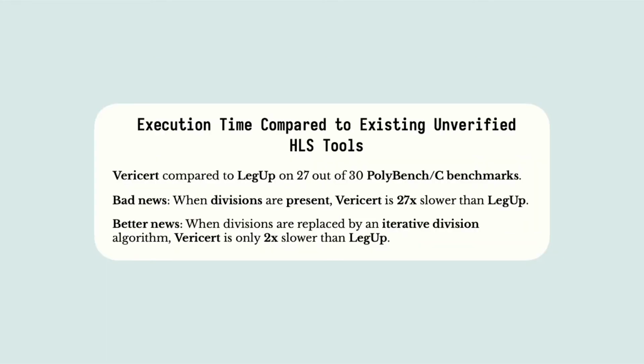Comparing execution time against an existing HLS tool called LegUp, we found that Verisert generated designs that were normally similar in size, but they were around 27 times slower when divisions were present. However, the better news is that if divisions are replaced by an iterative algorithm in C, then Verisert is only about 2 times slower than optimized LegUp, and on par with LegUp without optimizations.